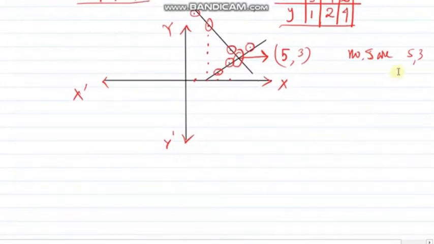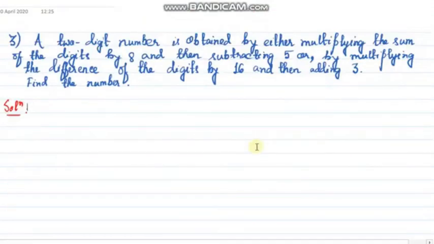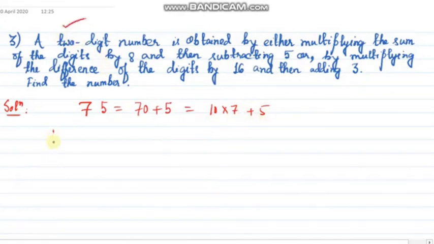One more problem I will try to solve, a digit problem. A 2-digit number is obtained by... Now how to represent a 2-digit number? Generally, if the number is 75, I can write it as 70 plus 5, so it will be 10 into 7 plus 5. So if the digits are x and y, I can write it like this. So any 2-digit number I can write as 10x plus y. One simple example, if it is a 3-digit number, do you agree it will be 100x plus 10y plus z?